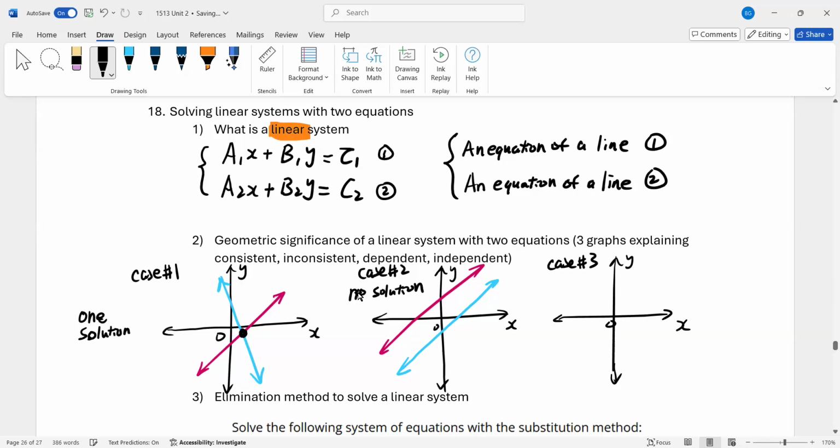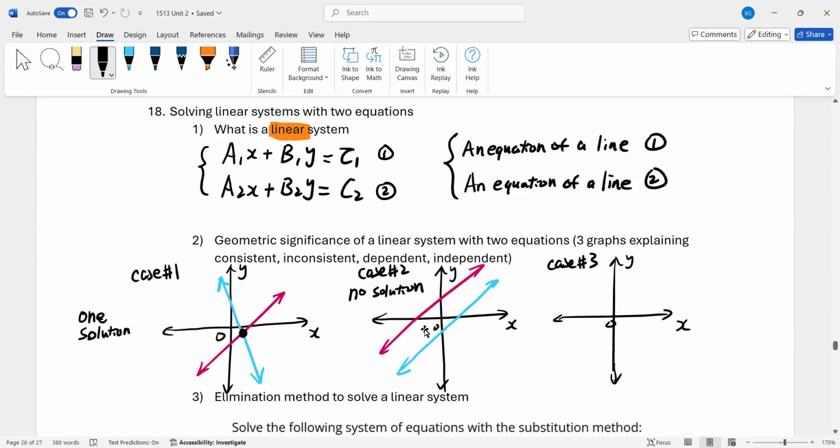In order for an ordered pair to be a solution of the system, that ordered pair has to satisfy both equations. In other words, graphically speaking, in order for the system to have a solution, the two straight lines must cross. They have a common point, like the case 1. In case 1, this ordered pair satisfies the first equation and also the second equation, because the point is on the red straight line, and also on the blue straight line. So that's the only solution.